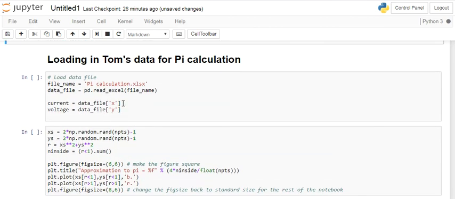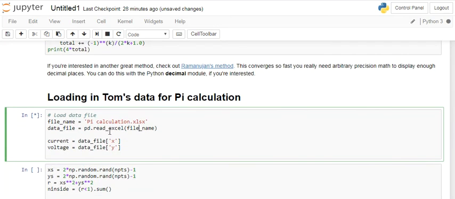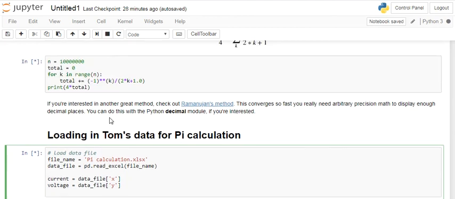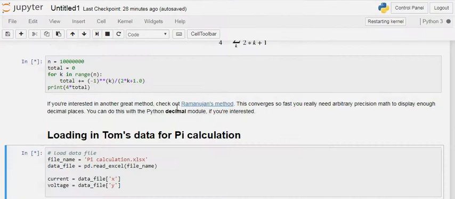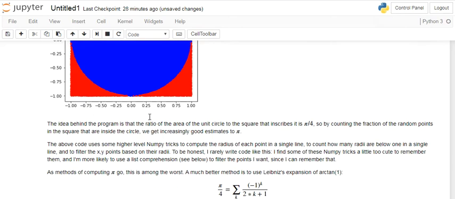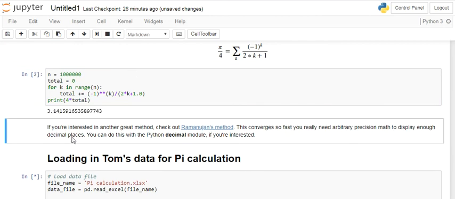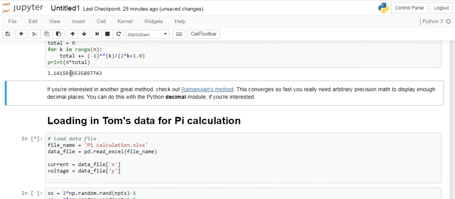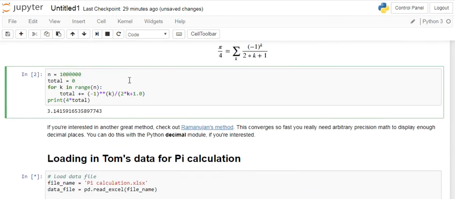Now, I also wanted to show you loading in your Excel spreadsheet. So I can load this thing. Oh no, it's royally messed up over here because I tried to run this giant thing. Here, we'll just restart. Yep, that's fine. I'll just load the libraries, and then go back down to where we were here. There we go. Okay, so we got our 3.14159. That's pretty good. That's after 1,000,000 points.